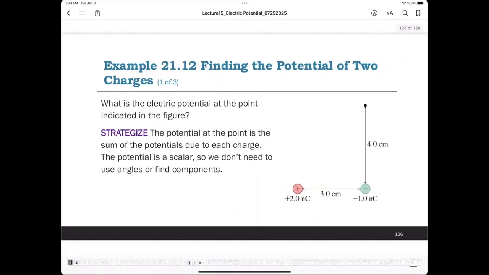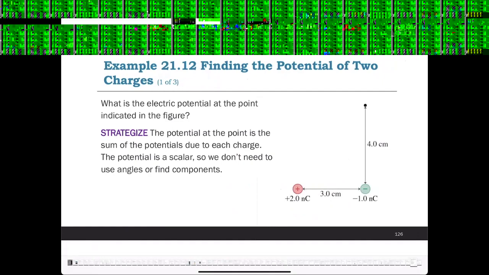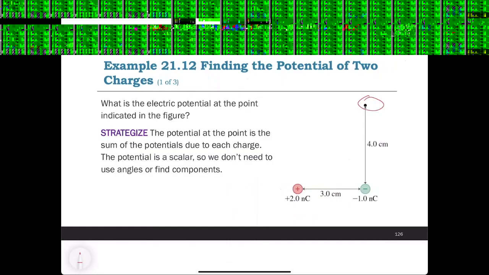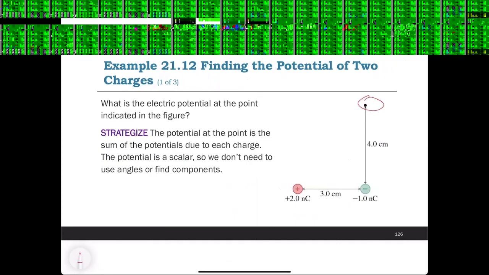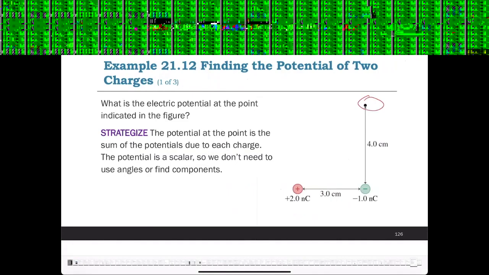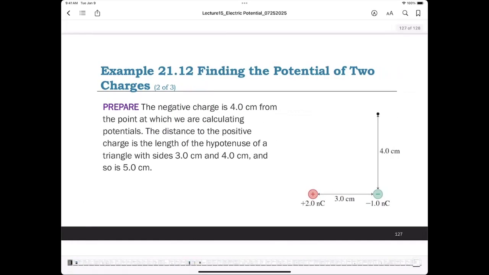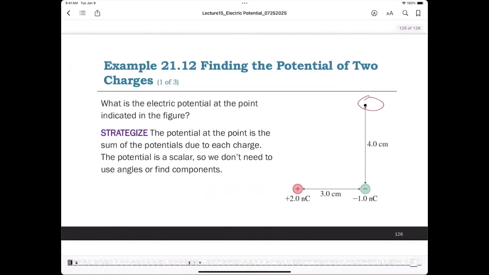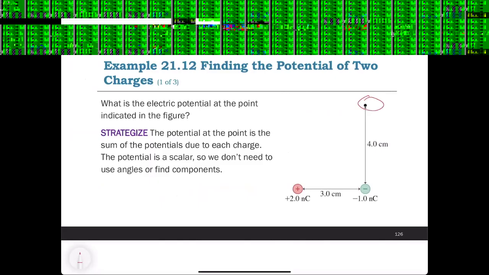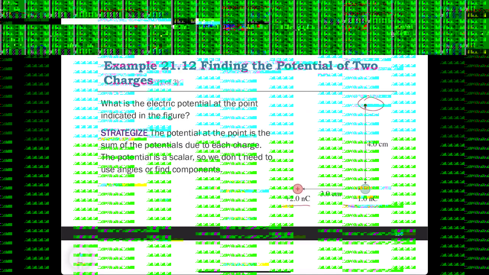Okay, let's check the other example, like finding the potential of two charges. What is the electric potential at the point indicated in the figure? This one. Okay, the potential at this point is the sum of potential due to each charge. The potential is scalar, so we don't need to use angles or find components. So you just need to calculate the potential coming from this one and from this one, and then sum them together.